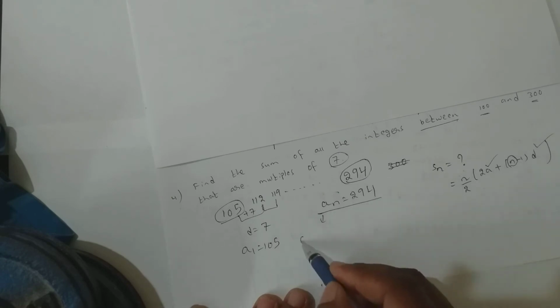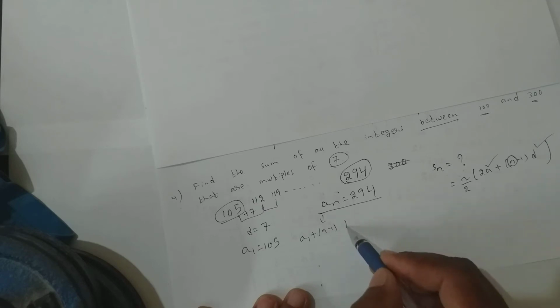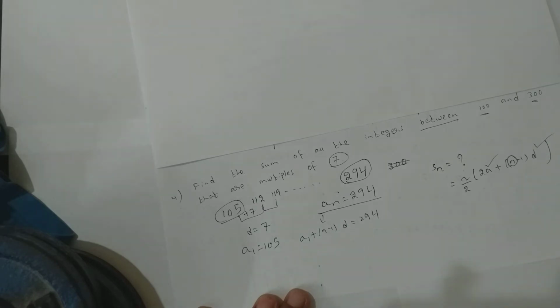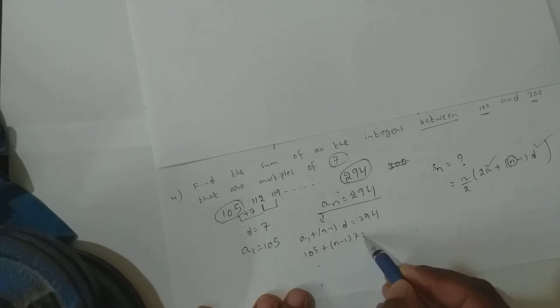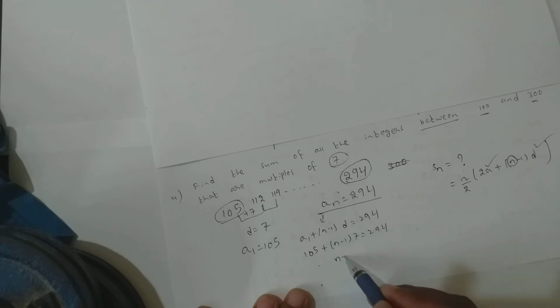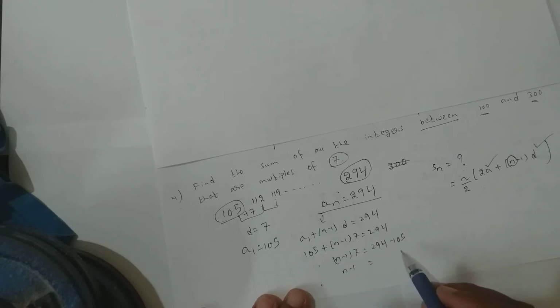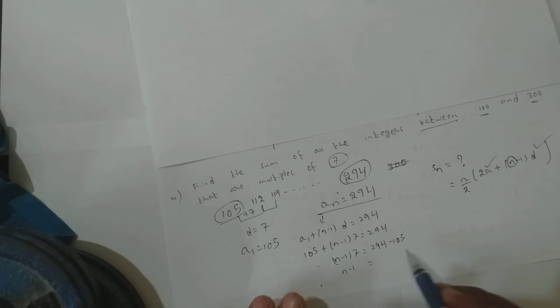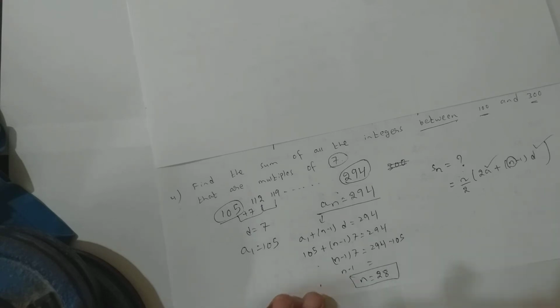What is the an formula? a1 plus n minus 1 into d equal to 294. In place of a1 it is 105 plus n minus 1 into 7 equal to 294. So n minus 1 into 7 equal to 294 minus 105. Then you divide 294 minus 105 by 7 and then you send 1 to the other side. You will get the value for n to be 28. Are we clear?